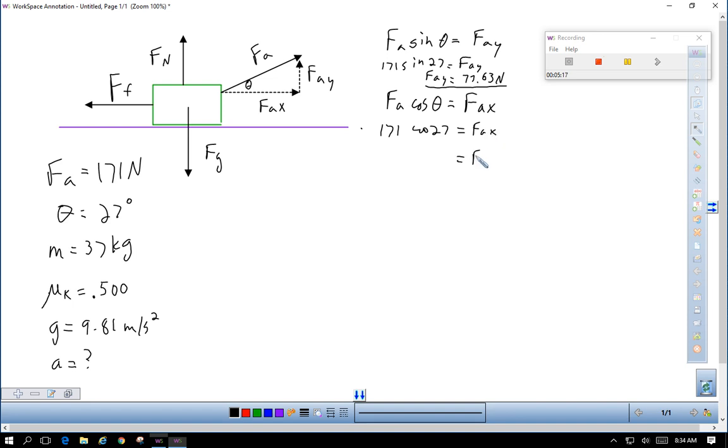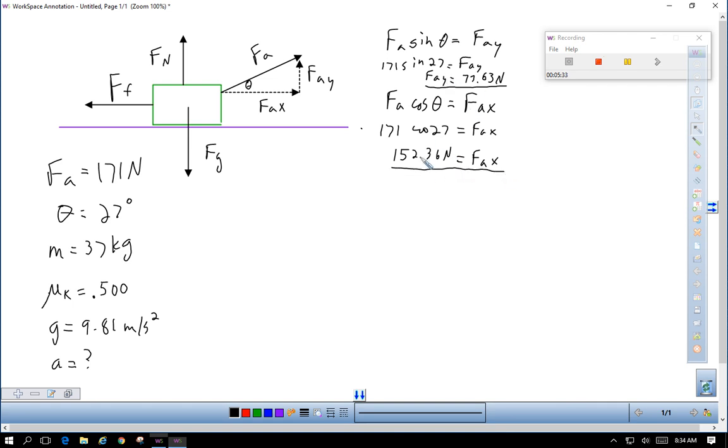And so FAX, when I punch that in on my handy-dandy calculator, will give me 152.36 newtons.